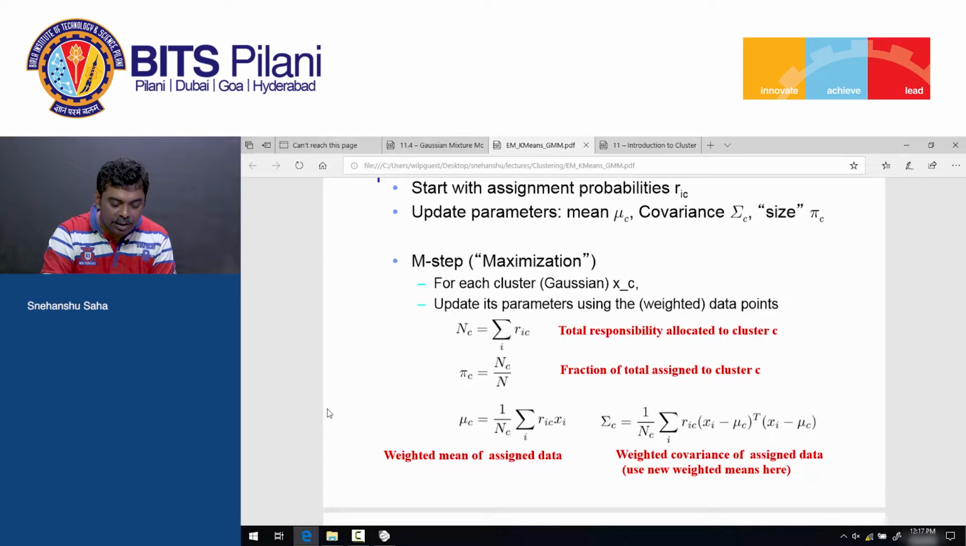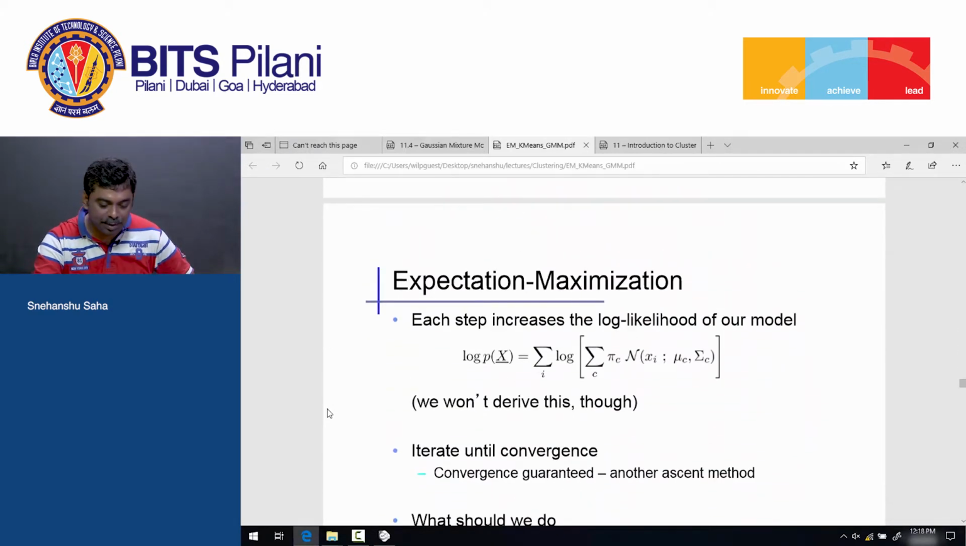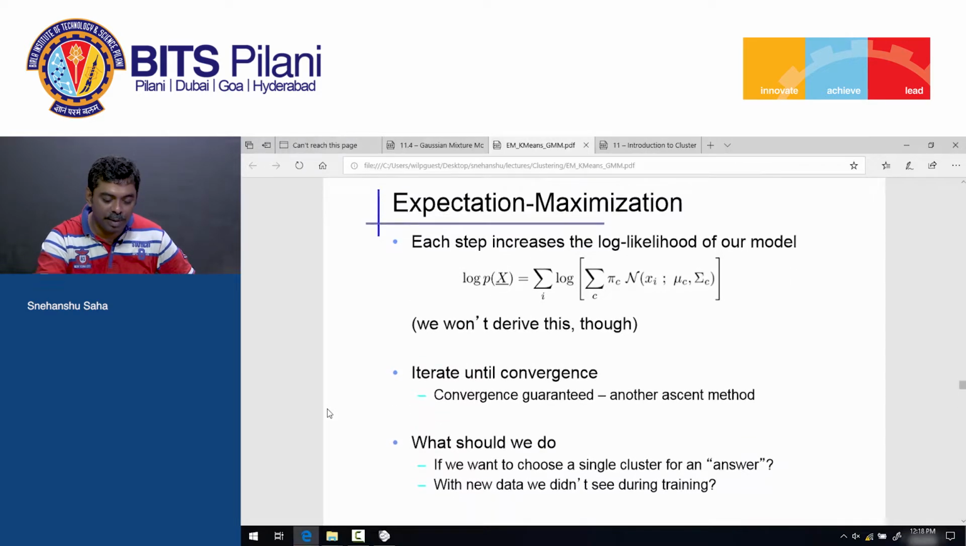And then you compute the weighted mean of the assigned data. So the weighted mean of the assigned data is nothing but the total responsibility of the clusters corresponding to a particular data, averaged out by the total responsibility allocated to that particular cluster. Okay, and then you also compute the weighted covariance. So you use all that to increase the log likelihood. So each expectation step will increase the log likelihood of the parameters.